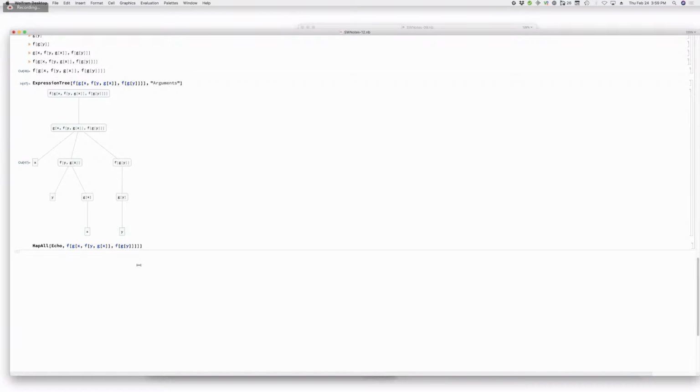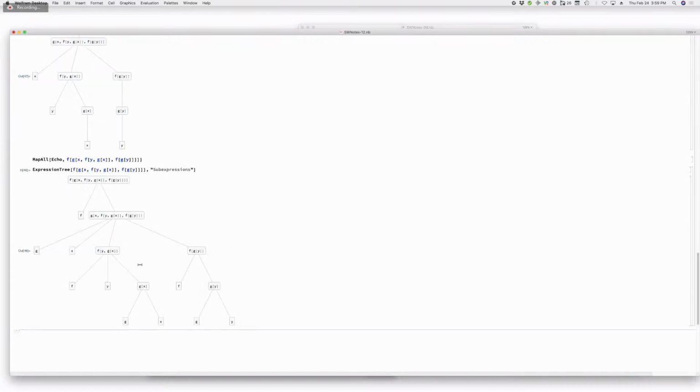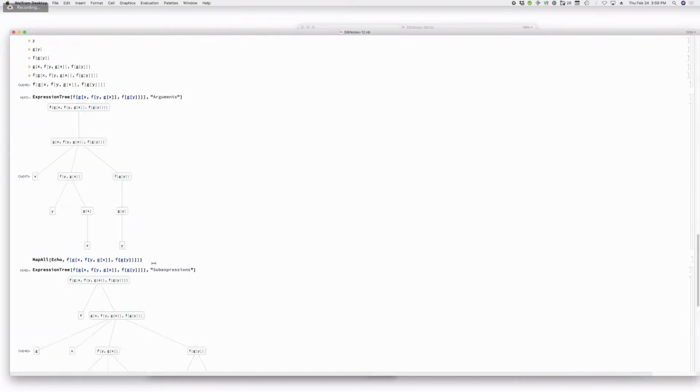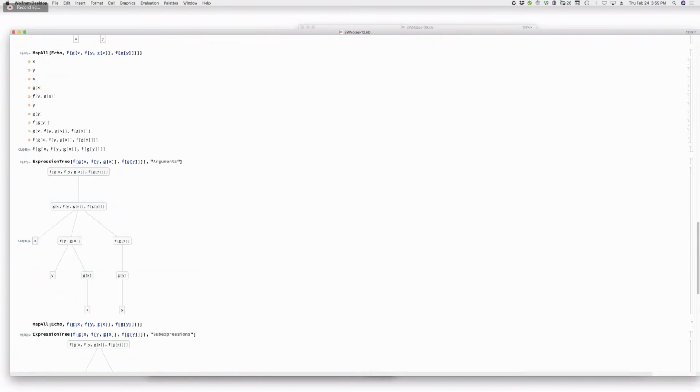Okay, so the claim would be that this thing here is the same as the MapAll results. If we do a depth first traversal of this tree, we will get the same sequence as that sequence there. Yep. I believe that to be correct. Yeah, if you did a tree map of echo over the expression tree, you'll get the same echo.